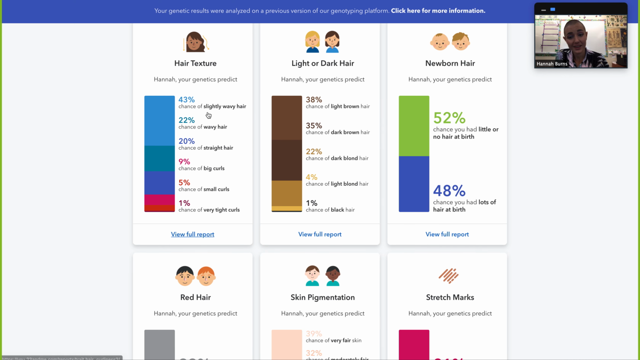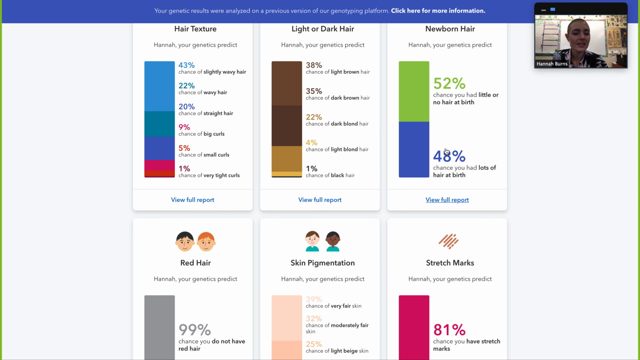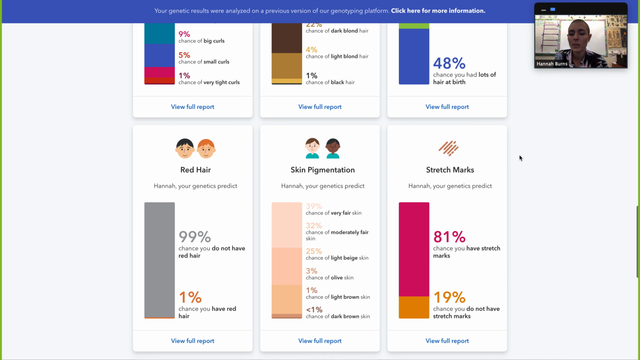I have slightly wavy hair, that's correct. I also have light brown hair. I had actually a lot of hair when I was born, and so did my son. Notice how a lot of these that are kind of on the fence, it's almost 50-50. I do not have red hair, though both myself and my husband have Scottish and Irish lineage, so there was a chance that we might have passed on the gene for red hair to our son. So he didn't, but I thought that would have been really funny.